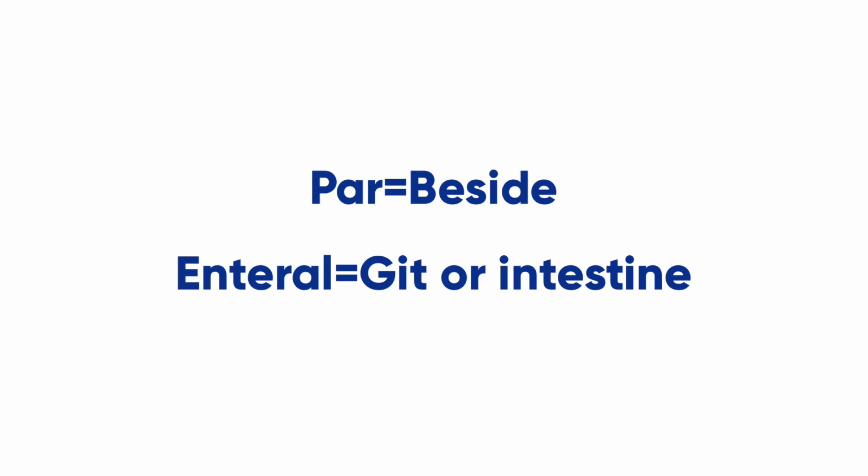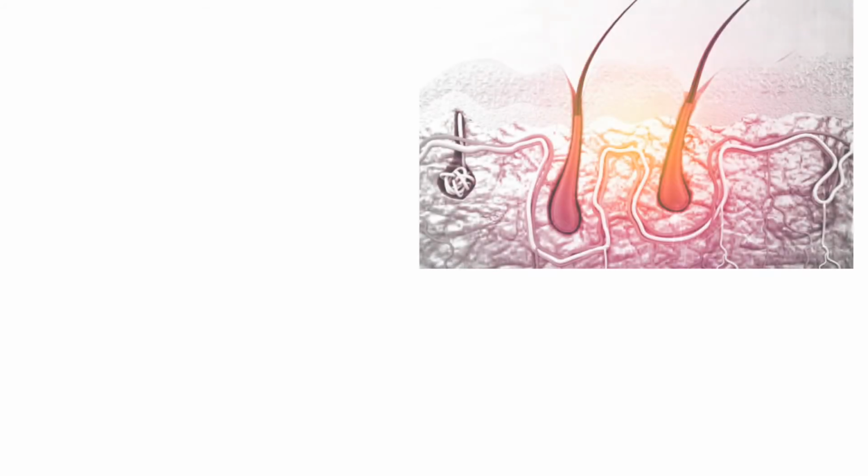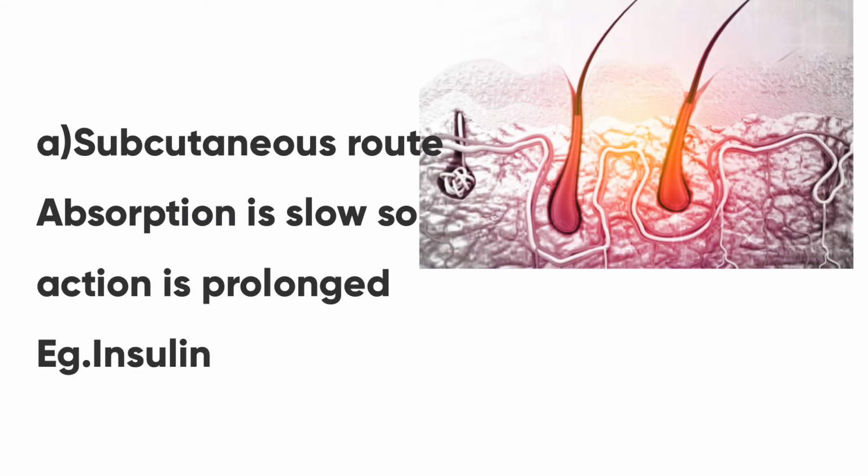The word parenteral means beside GIT, as par means beside and enteral means GIT. It is further subdivided into the intramuscular, intravenous, subcutaneous, and intradermal routes. So parenteral routes are used for drugs that are poorly absorbed from GIT and for agents that are unstable in GIT. First, let us look at the subcutaneous route. Here, a small amount of drug is injected into the subcutaneous tissue, which is richly supplied by nerves.